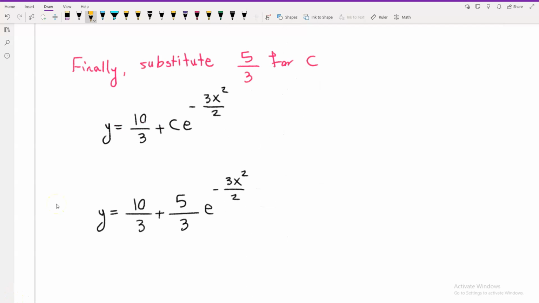Finally, substitute 5 over 3 for c. Here is our solution. So we have y equal to 10 over 3 plus 5 over 3 times e power negative 3x squared divided by 2.